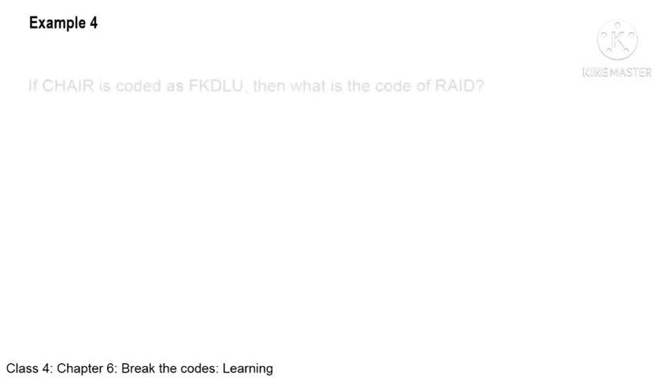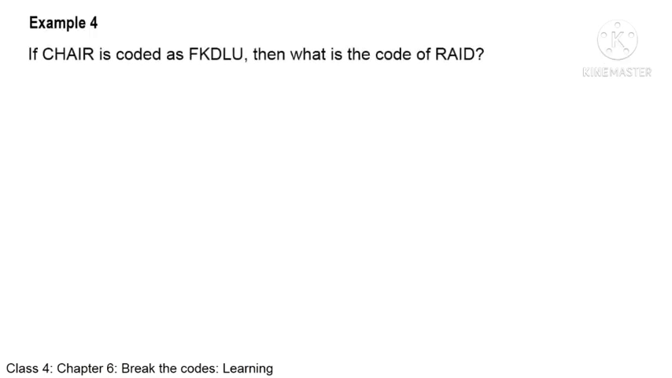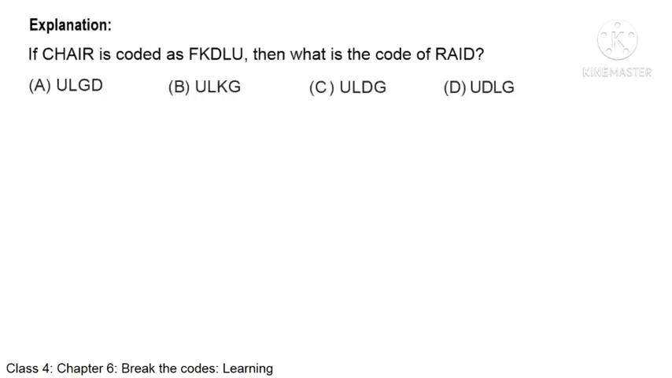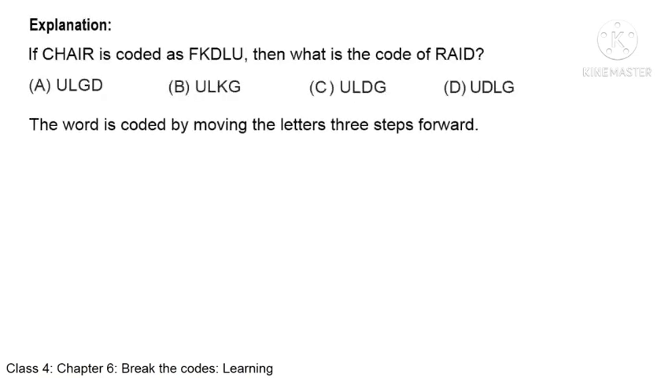In this example, if chair is coded as FKDLU, then what is the code of red? We have options A, B, C and D. The word is coded by moving the letters 3 steps forward.